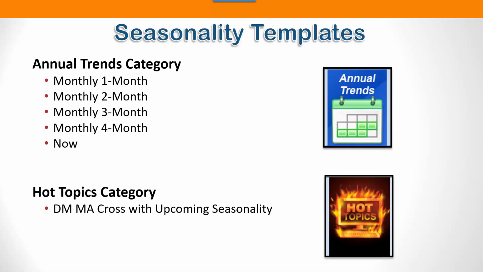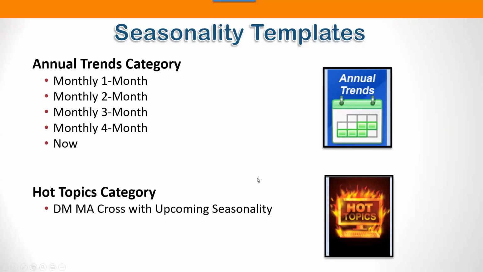And there are two categories containing the templates. The main category is actually not called seasonality for historical reasons, but there's a chance I might change that to make it more understandable. I called it annual trends when these first were published. And these templates have been in the system for probably about 5 or 6 years now. So a good amount of time. They are very, very useful. I frequently use these templates in combination with other things too.